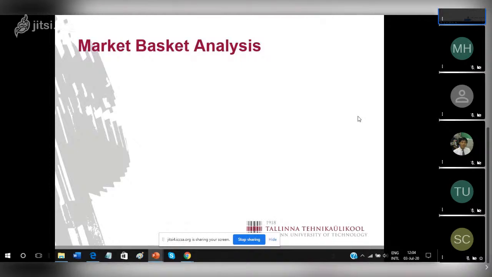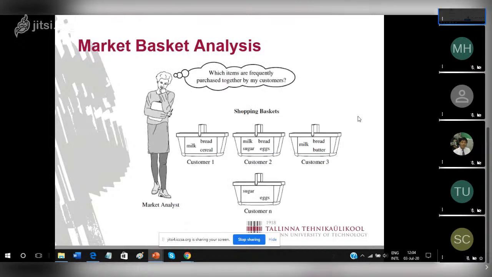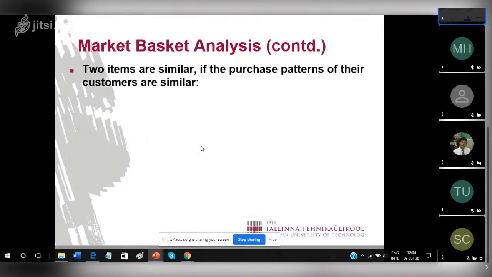The aim of market basket analysis is to find items that are frequently purchased together by customers during their visits to a supermarket. Baskets are a set of products or items that appear together in a single basket. As you can see from this picture, many customers buy milk and bread together. This information is used to find similar items. In particular, two items are similar if the purchase patterns of their customers are similar.